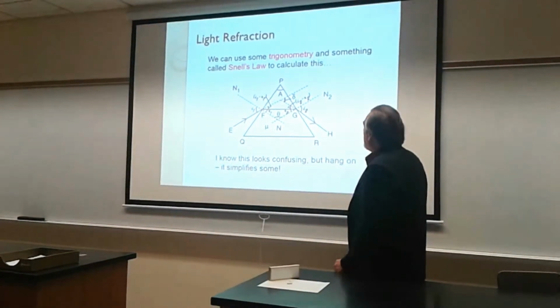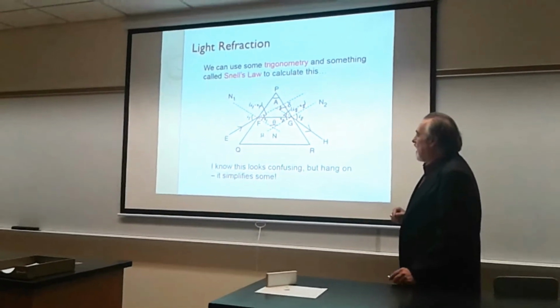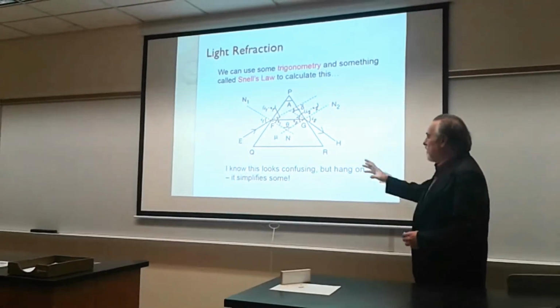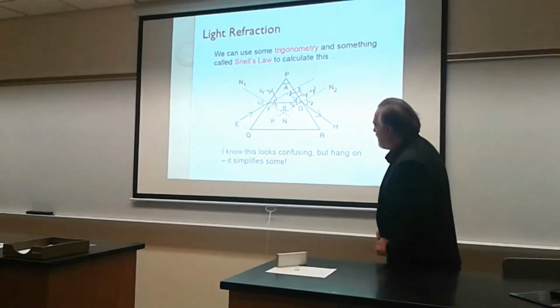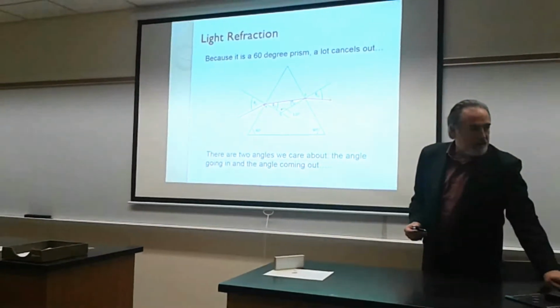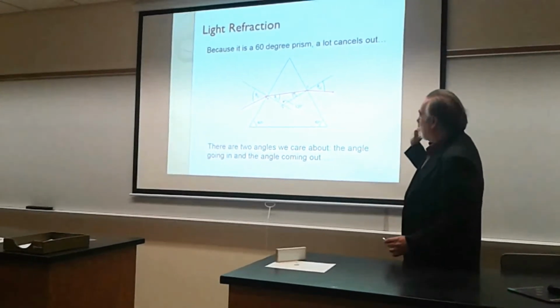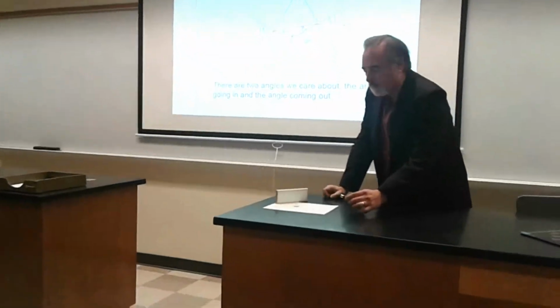We can use some trigonometry and something called Snell's law to calculate this. I know that it looks a little confusing here, but we're going to simplify it some because we have a 60-degree triangle in our prism. So with that, a lot cancels out. So take a look at what we got here.